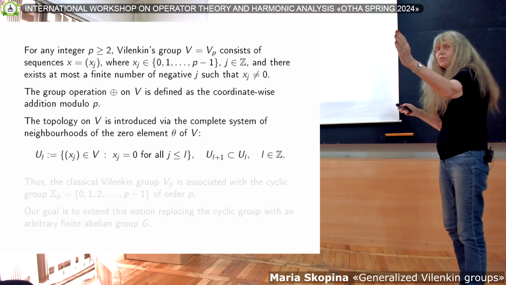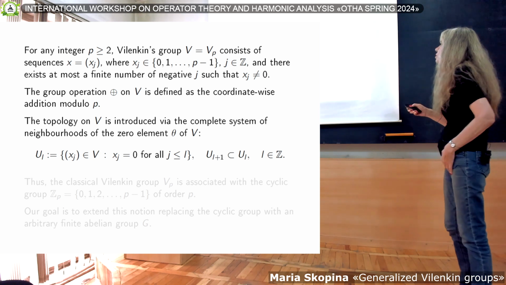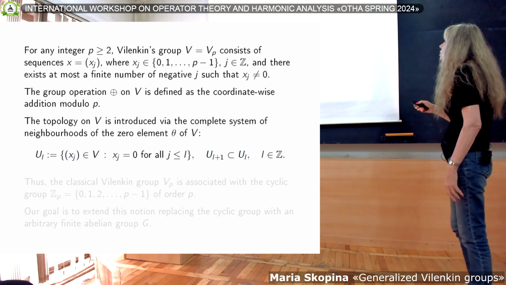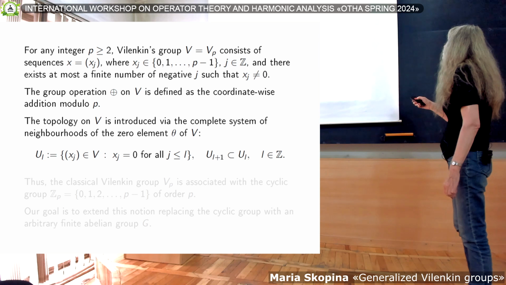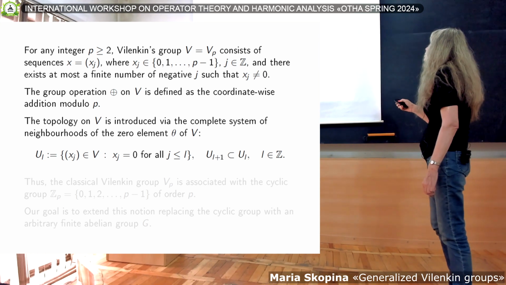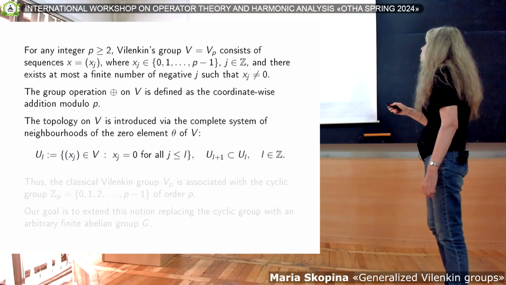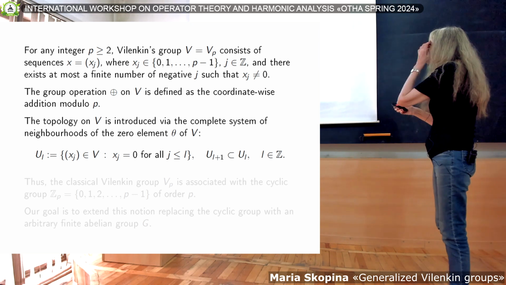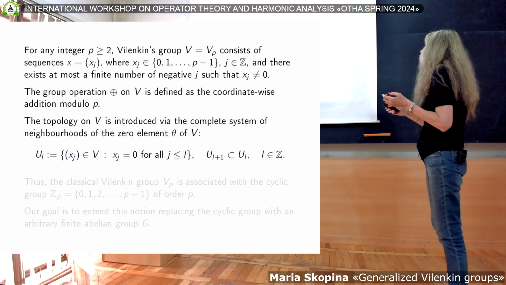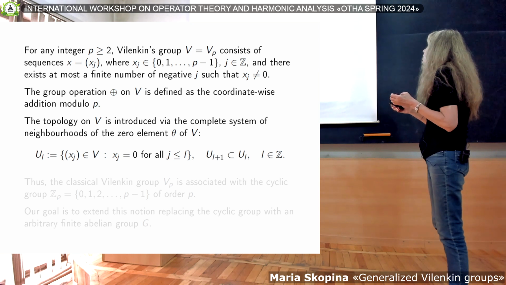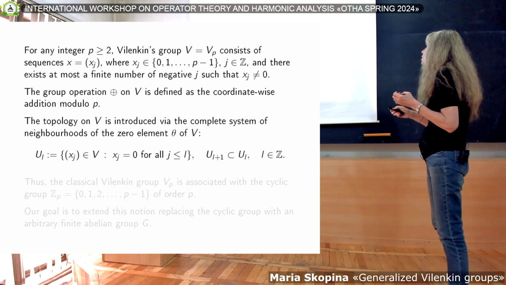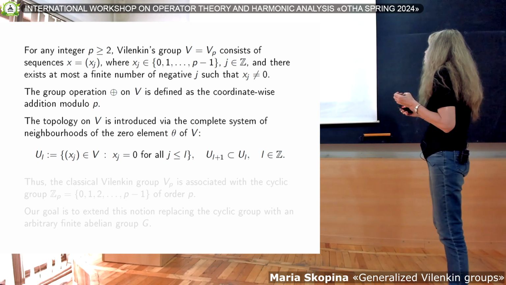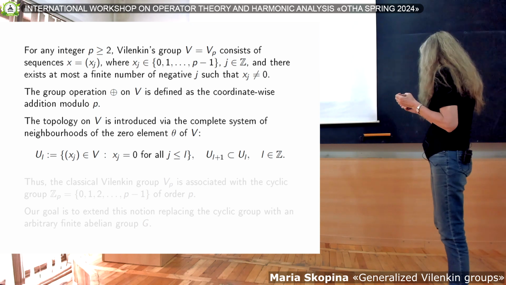So we start from some negative j and go to plus infinity, such sequences, and there is an operation, so-called plus, defined as coordinate-wise addition modulo p. There is a topology on V, making it a topological group. It is introduced via the complete system of neighborhoods. These ones.